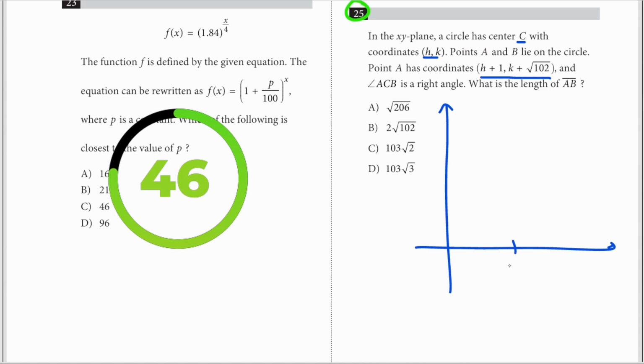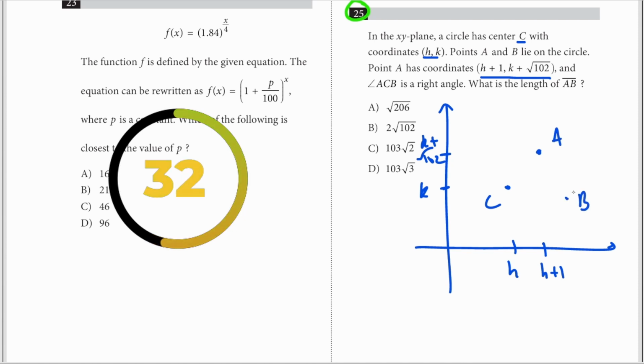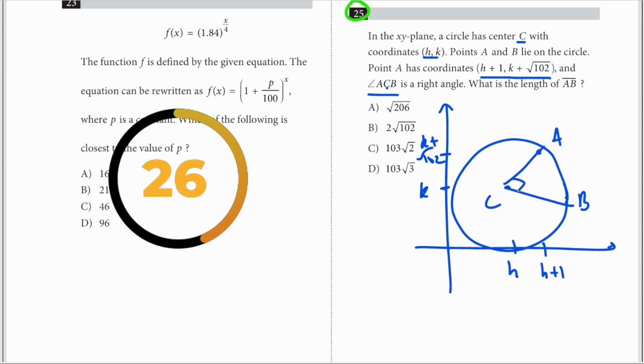So if this is h, and then this is h plus 1, and this is k, and this is k plus root 102, then this point here is C, and then this point here is A, then B is somewhere here, and the circle looks like that. And then ACB is a right angle, so this angle is 90 degrees. What is the length of AB? So this is the question mark.